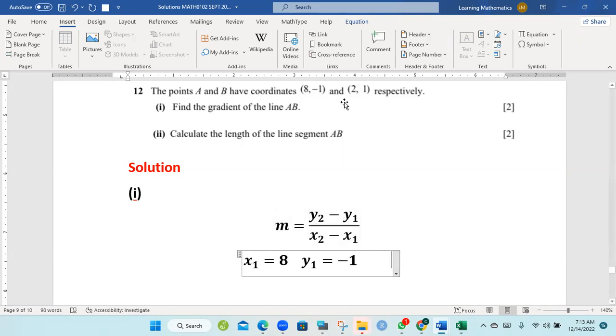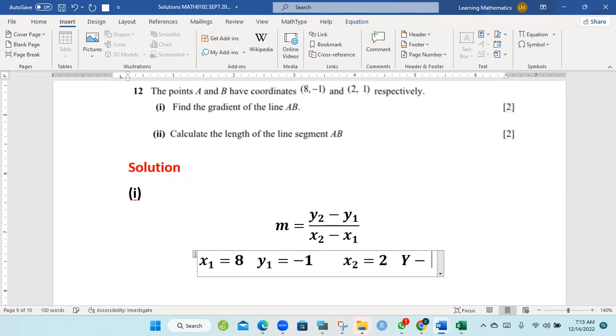So x2 will be equal to 2. And y2 now will be equal to 1. So that will be from point 2, y2 is equal to 1. Let's go over that again. x1 is equal to 8, y1 is equal to -1. That's x1, y1. And then x2, y2. So x2 is equal to 2 and y2 is equal to 1.